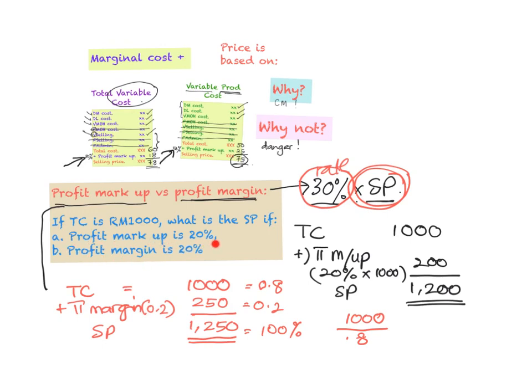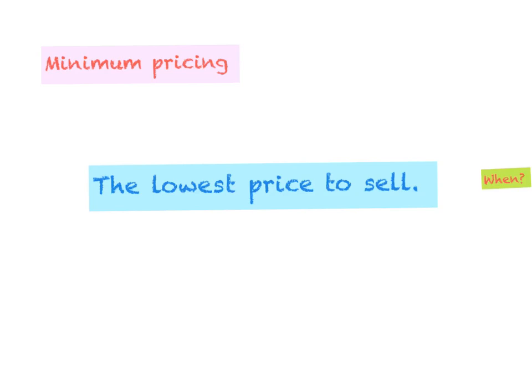Profit markup 20% will give you the selling price of 1,200, but then the profit margin of 20% will give you the selling price of 1,250, which is higher than the profit markup. Okay, so when you read the question, please be very careful. Make sure that you can see clearly whether the question asks for the profit markup or the profit margin. Okay, so this is the last method that we have, which is the minimum pricing.